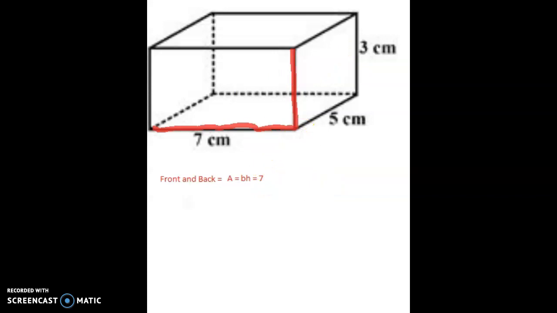And I'm going to go ahead and undo those markings so they don't stay on there. Okay, so 7 times 3 gives us 21. So our front is 21 and our back is 21. So at the end we'll have to put that number in not just one time, but 2 times.